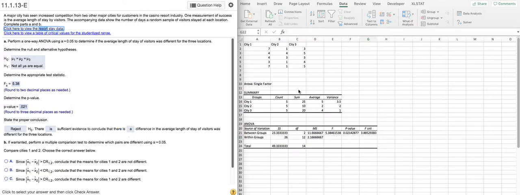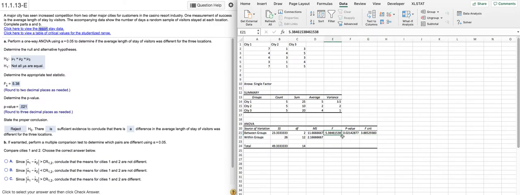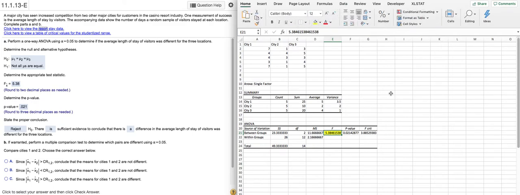I already ran ahead just to try to shorten up the length of video on this one, since we've done a couple of very similar problems in the previous homework questions. So I used the Data Analysis ToolPak to run the results here and to get an F test of 5.38 and the p-value of 0.021.